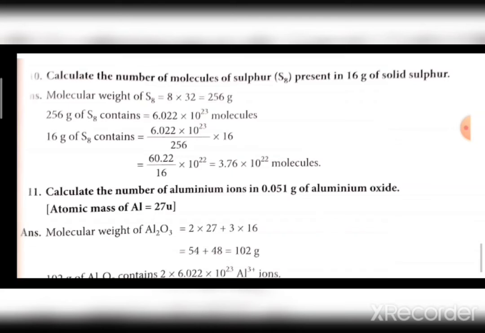So we will calculate for 16 gram now. Avogadro number upon 256 multiply by 16. So it will be 3.76 into 10 raised to the power 22 molecules.